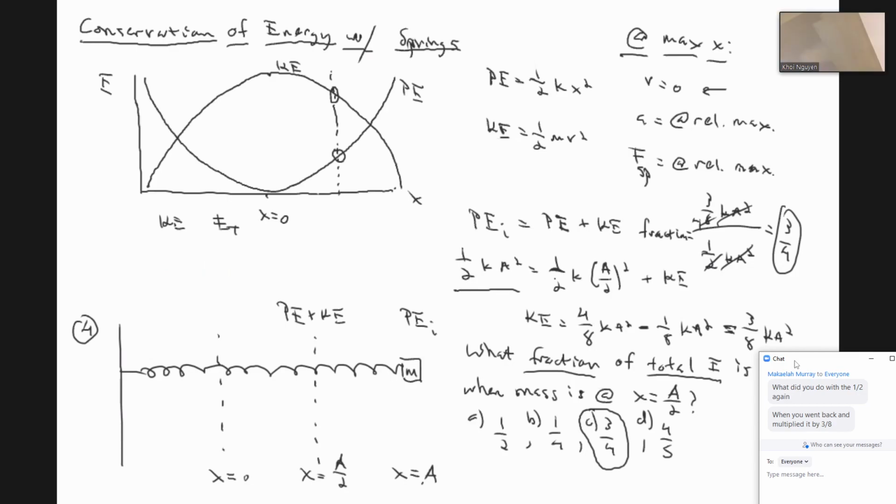I plugged it into the equation, 1/2 kx squared. X in this case was A over 2. A squared divided by 4, so 1/2 times 1/4 gives us 1/8. Cool. Yes, k is a constant. They would have to give it to you, but most of the time they just leave it as k. And as you can see, the constant was the same, so we can cancel out.